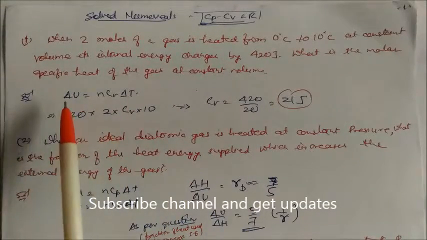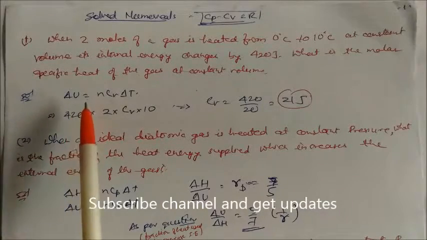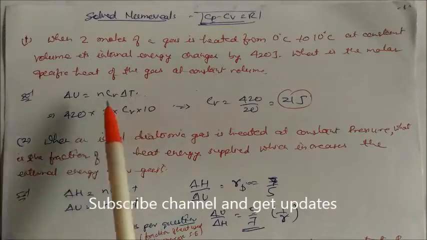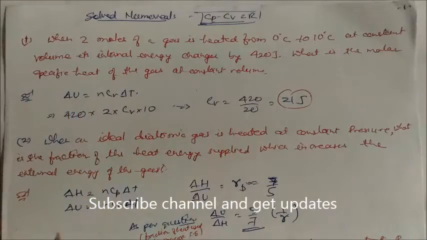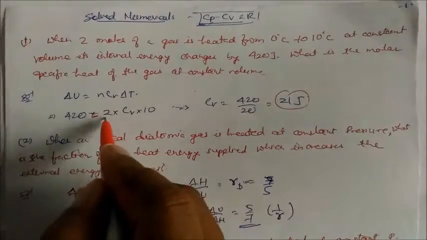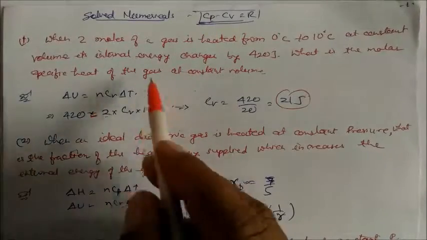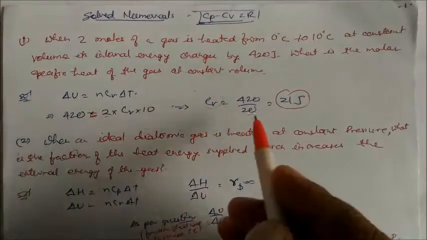So we can use this: the change in internal energy is equal to n into Cv into delta T. So it is given here. The change in energy is 420, and this is equal to n, which is 2, into Cv into 10. So Cv, the molar specific heat at constant volume, we have to find. So on solving you will get this answer.